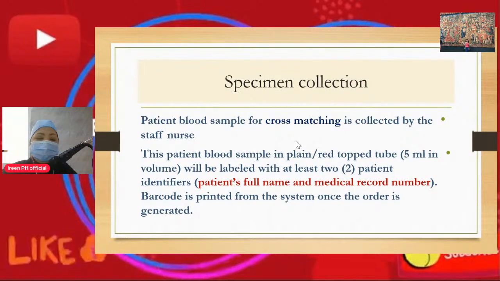Specimen collection: the patient blood sample for cross-matching is collected by the staff nurse. The sample is taken in a plain red top tube, 5 ml in volume. It will be labeled with at least two patient identifiers, the patient's full name and medical record number. A barcode is printed from the system once the order is generated.